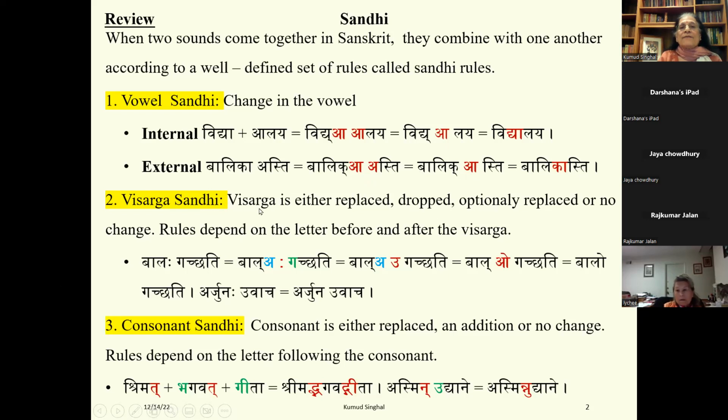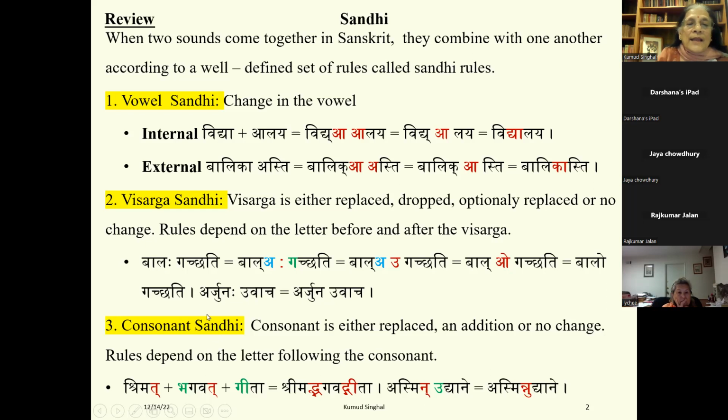Visarga Sandhi. In Visarga Sandhi, Visarga is either replaced, dropped, optionally replaced, or there is no change. And these rules depend on the letter before and after the Visarga. For example, Balaha Gacchati. The letter before the Visarga is a short vowel A, and the letter following the Visarga is a soft consonant. So here, this Visarga is replaced by U. And A and U, these are two vowels, and there is a Sandhi, which we will learn a little later, becomes an O. So Balaha Gacchati, after Visarga Sandhi is Balo Gacchati.